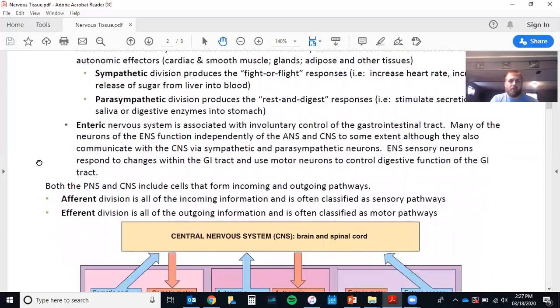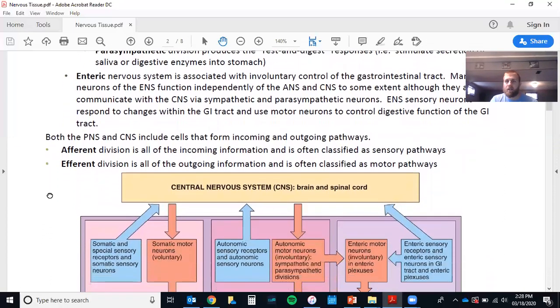Sensory neurons of the enteric nervous system respond to changes within the GI tract. So as our stomach fills, it stretches, and pH inside changes. So that activates the enteric nervous system. And then the motor neurons are going to be activated to control digestive function by triggering the release of digestive enzymes and causing muscles to contract and that kind of stuff.